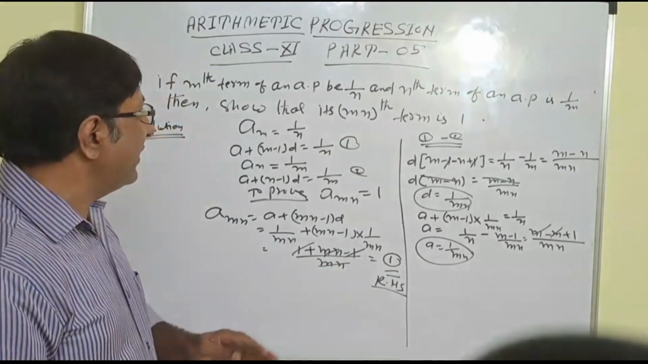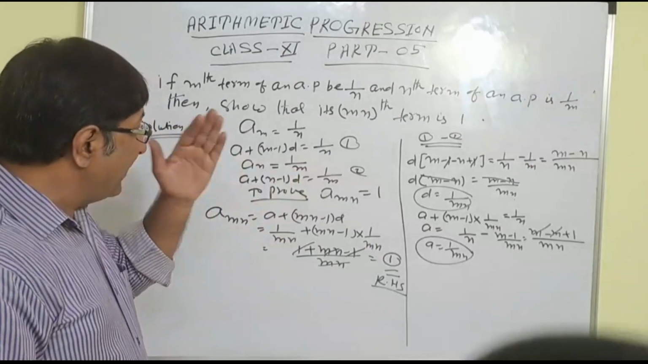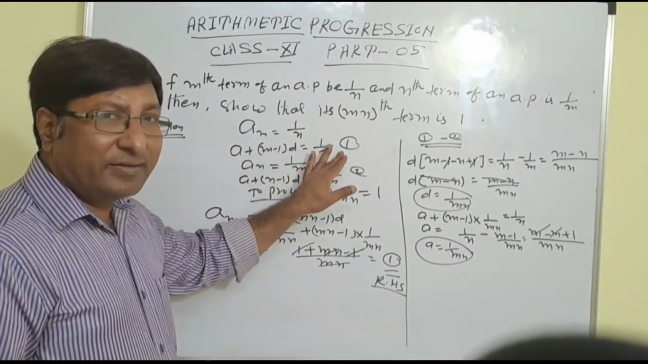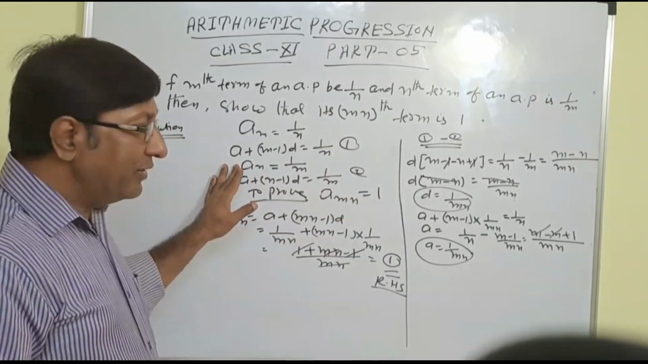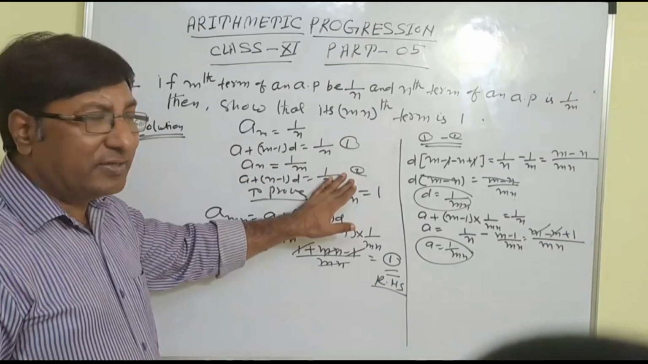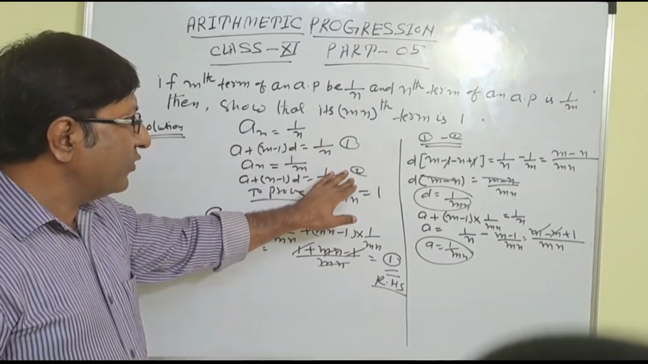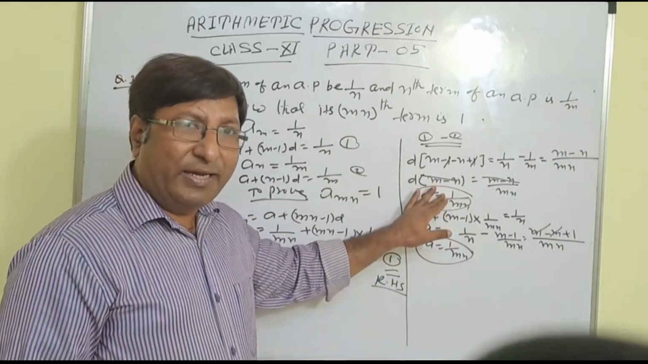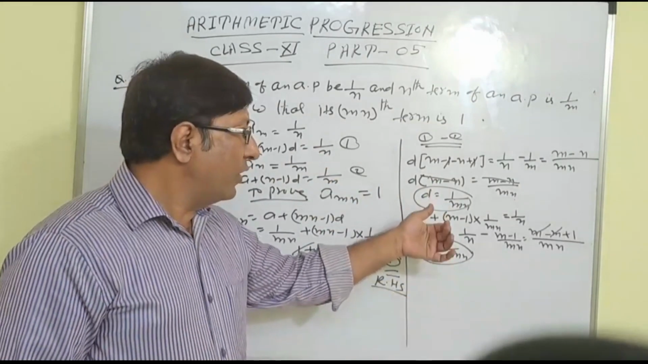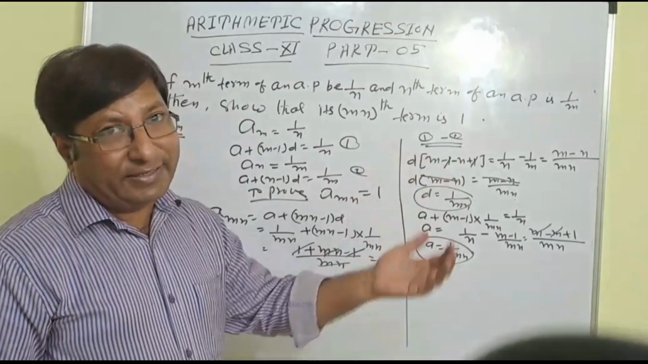Simple rule is what? What is given? Mth term is given. So A plus m minus 1 into D, this. Again nth term given. So A plus n minus 1 into D is 1 by m. Just form these. Now two equations, from subtracting these two you will get D. Now with D, just put the value of D in first or second, you will get A. Now you have A and D, so you can find any number of terms.